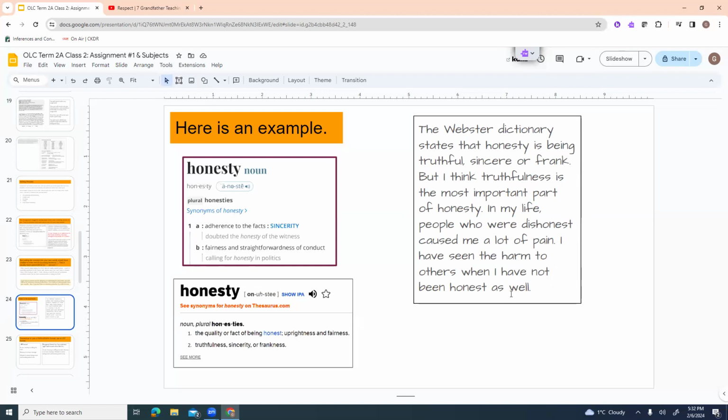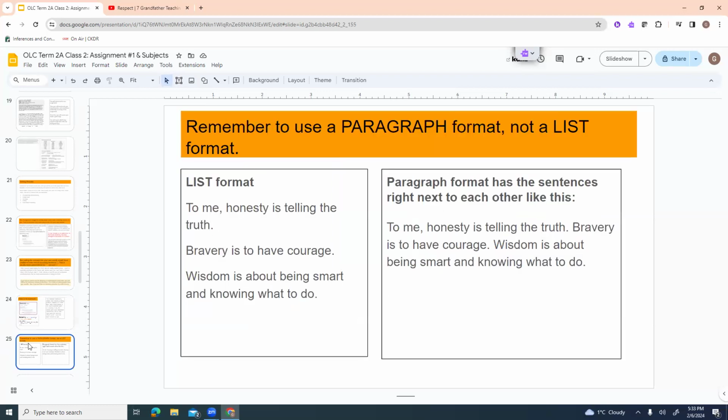You may not go into a lot of detail on every single teaching. There may be some that really don't seem important to you, or maybe some that are really important to you that you've got a lot to say about, and that's fine. Also, remember to use a paragraph format. A paragraph format is like what you'd see in a novel, not a list format.